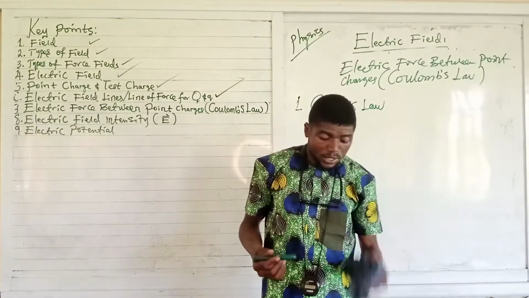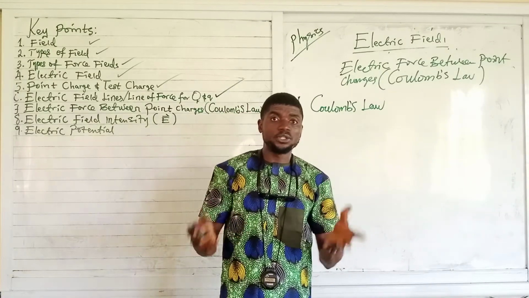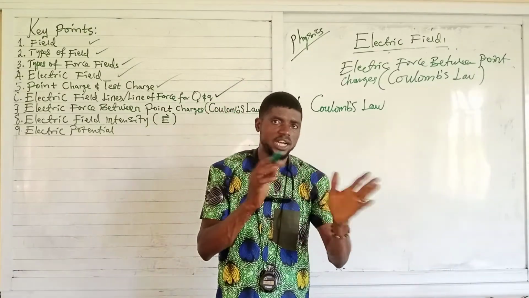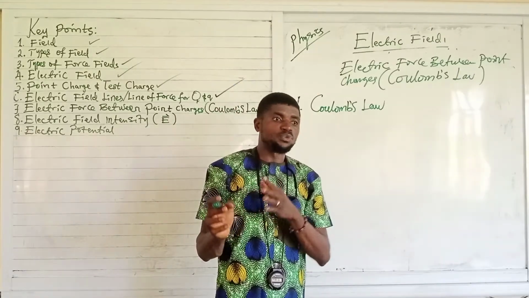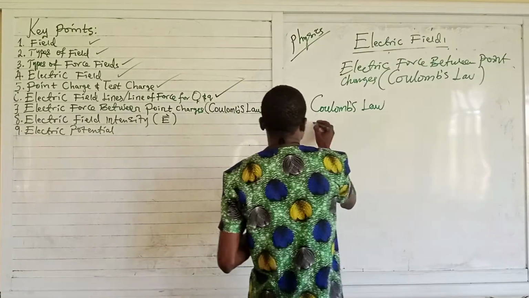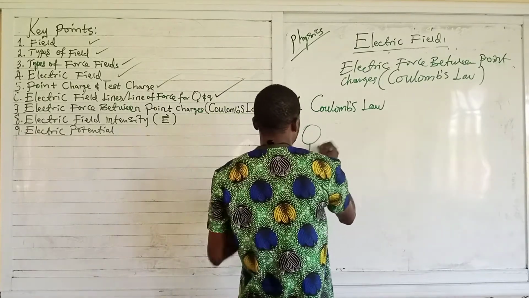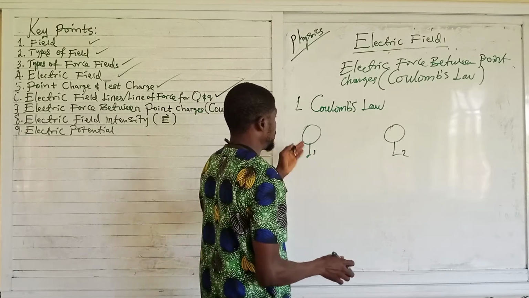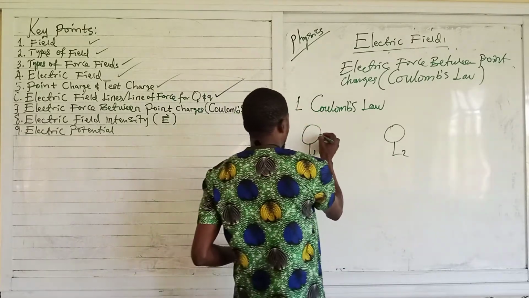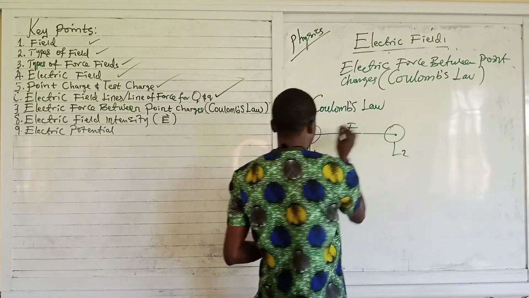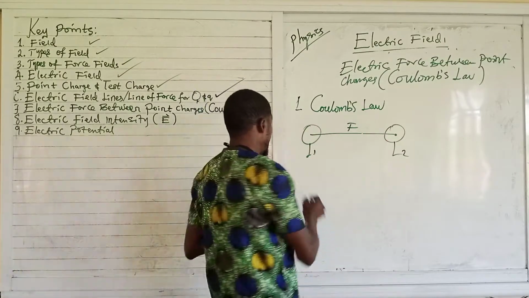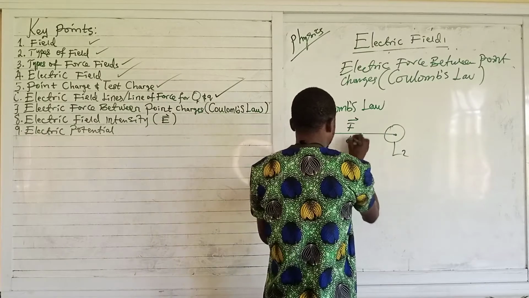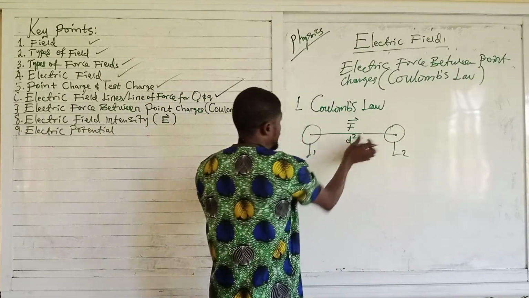Coulomb's law states that the electrostatic force of attraction or repulsion between 2 point charges Q1 and Q2 is directly proportional to the product of the charges and inversely proportional to the square of the distance between the charges. So what Charles Coulomb is saying is that this could be Q1 and this could be Q2. Not minding what the charges are, be it plus plus or negative negative, there is always a force of attraction or repulsion between the 2 point charges. This is the vector force, and this is the distance of separation between the charges, and the distance is squared.